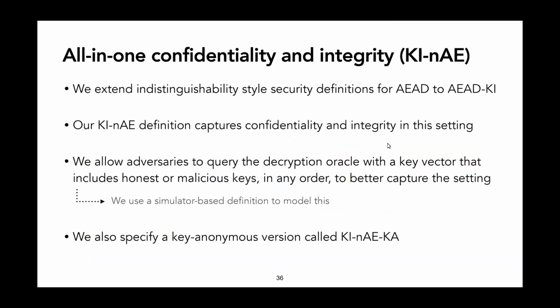Our next security definition in this setting is an all-in-one confidentiality and integrity definition that we call KI-NAE. This extends an indistinguishability-style security definition for AAD to AADKI. In this game, we allow adversaries to query the decryption oracle with a key vector that includes both honest and malicious keys in any order to better capture the setting. We use a simulator-based definition to model this. We also specify a key-anonymous version called KI-NAK. So let's look at some more specifics on this definition.